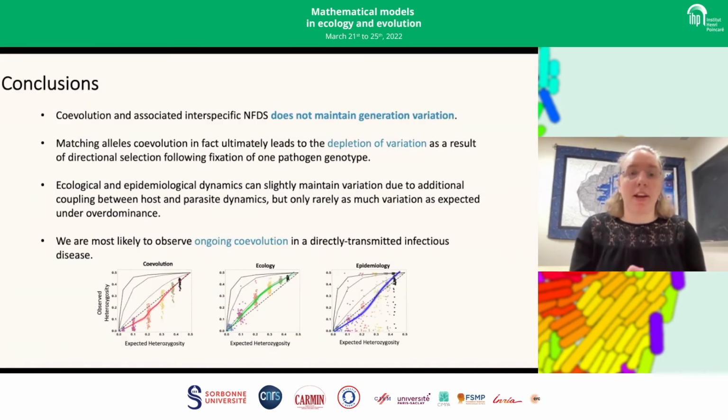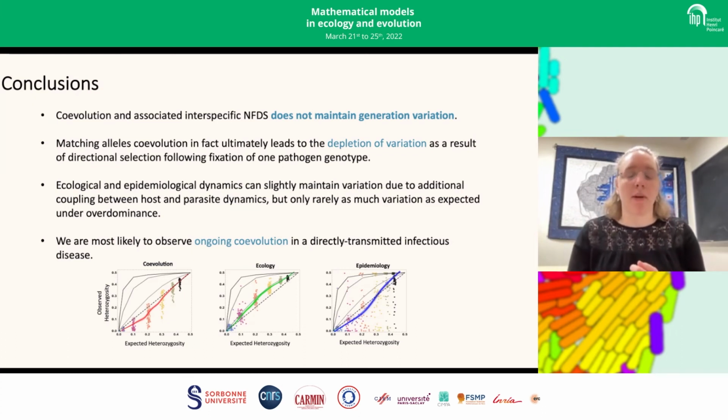All right, so in conclusion, despite long-standing hypotheses about the impacts of coevolution, negative frequency-dependent selection that interacts between species does not, in fact, maintain genetic variation. Matching allele coevolution actually creates the same kind of processes that deplete genetic variation once a parasite type fixes. It can lead to directional selection and the net depletion of genetic variation. We can somewhat rescue variation by including ecological or epidemiological feedbacks, but this is only able to maintain levels of genetic variation seen under weak overdominance, or in a very few parts of parameter space in the epidemiological model, more variation.